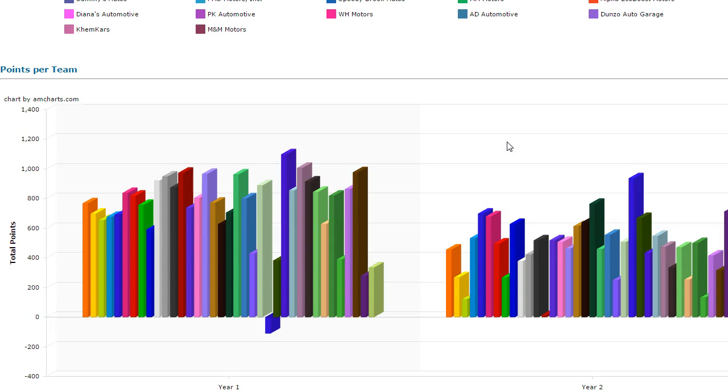Generally, points start to go up later in the simulation as well. The second and third round are usually the two hardest rounds to make a lot of points, because you're building your company, you're investing in your company, you're building your company out to grow it.